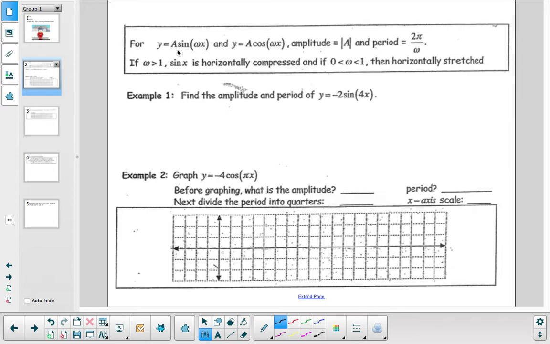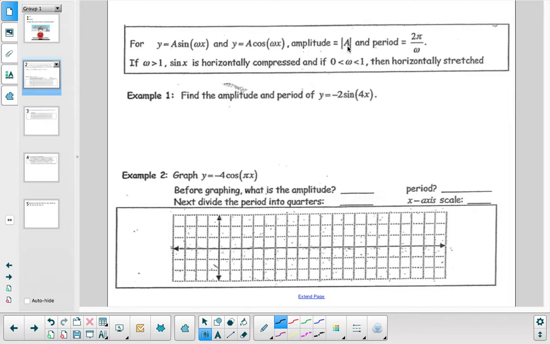The other type of multiplication that happens is inside of parentheses. This is the horizontal stretch or compression. Remember, that's a little bit backwards. It's an inverse relationship or a reciprocal relationship. And we use omega for this. And omega we correlate with what's called the period. The period is the amount of time it takes for sine and cosine to start repeating itself again. This is true for all of the trig functions.